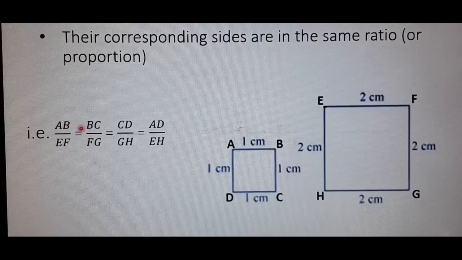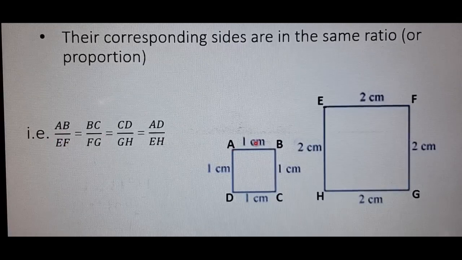It should be equal to BC upon its corresponding side FG. Now CD upon GH. See, all corresponding sides I am taking and writing in ratio form. AD upon EH. It should be in this way. Now let's write the values, because here I have given the values also.